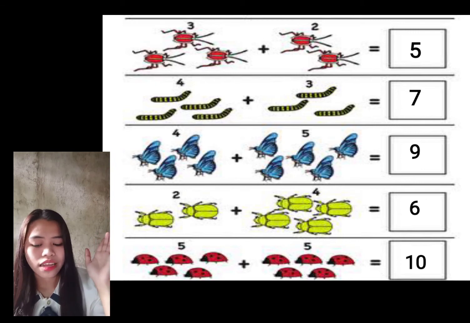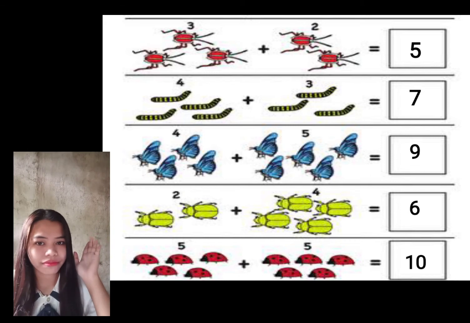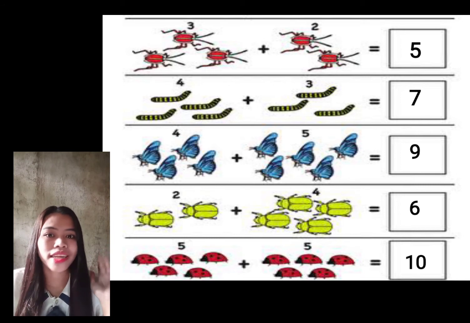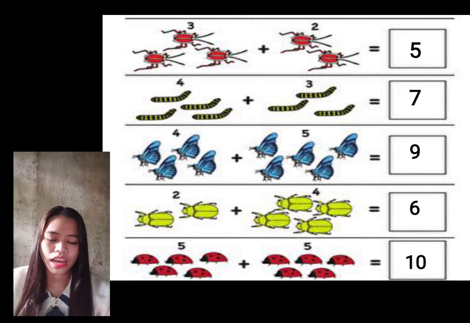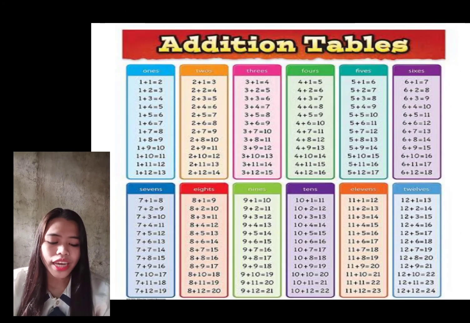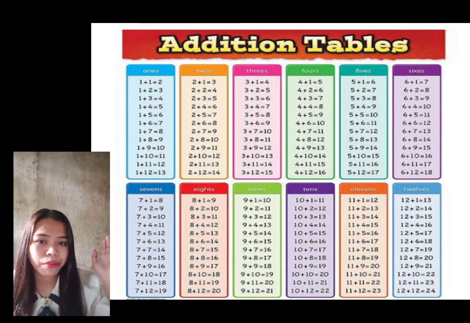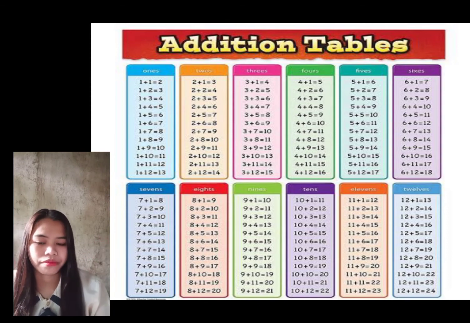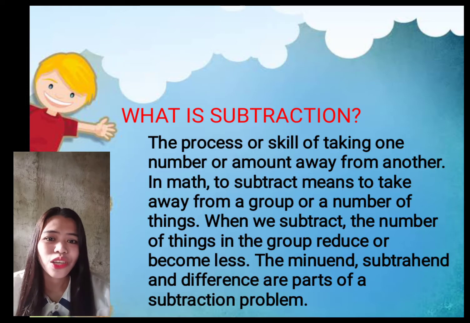4 insects plus 5 insects equals 9. 2 plus 4 equals 6. 5 plus 5 equals 10. Also, you can see here the table of addition. This is the addition table. So let's proceed to another.